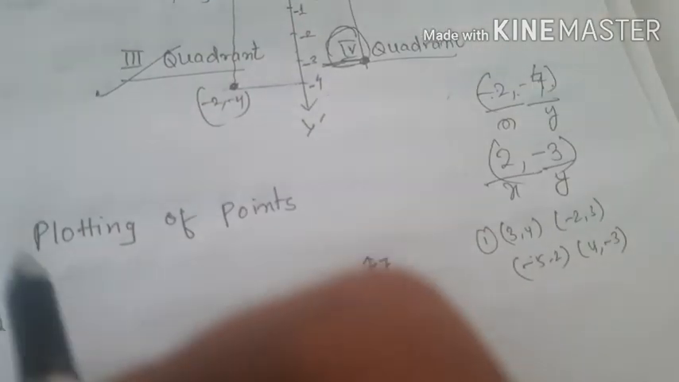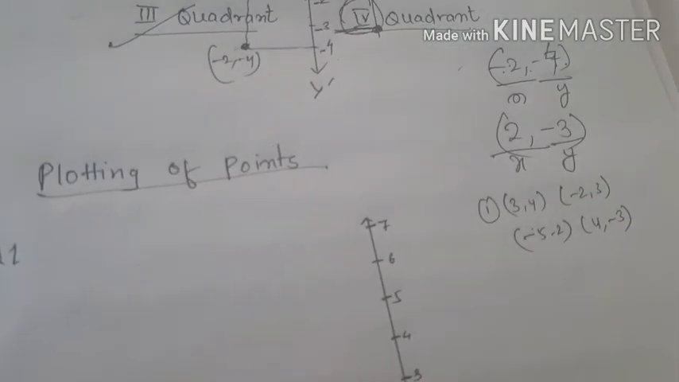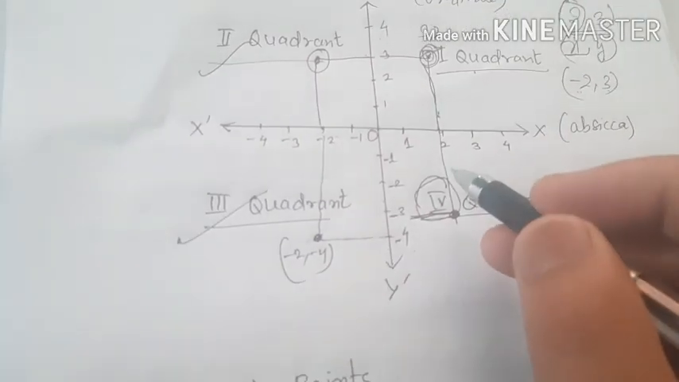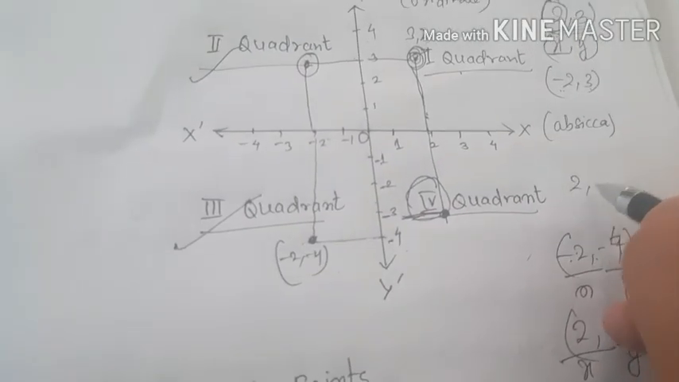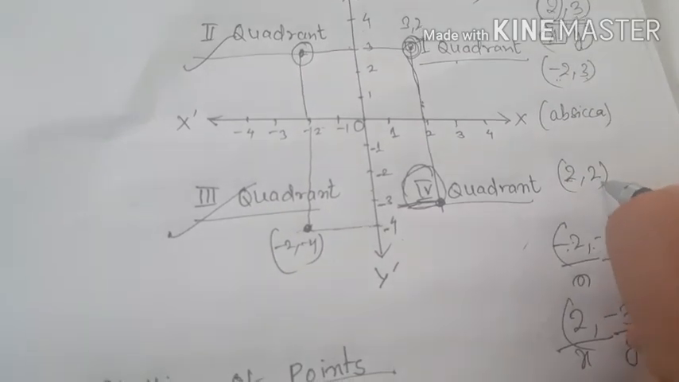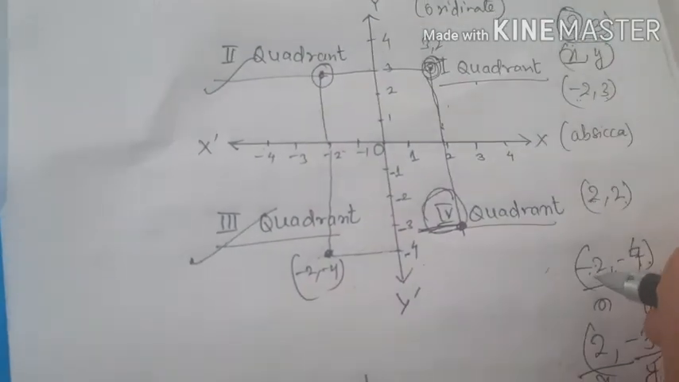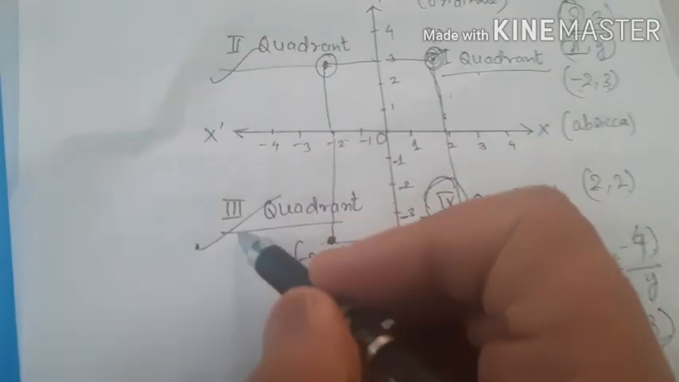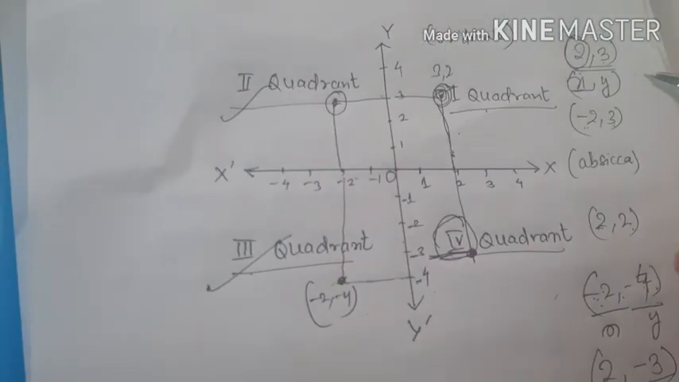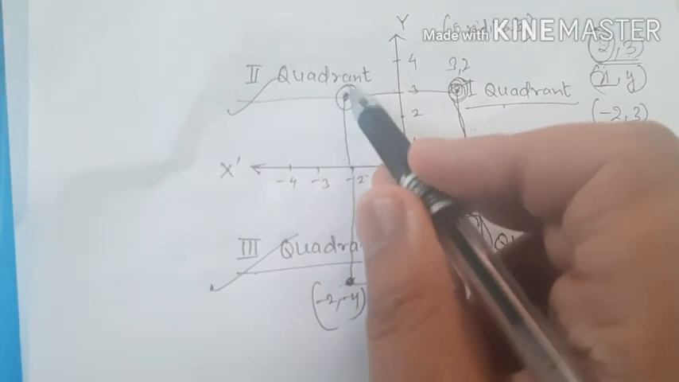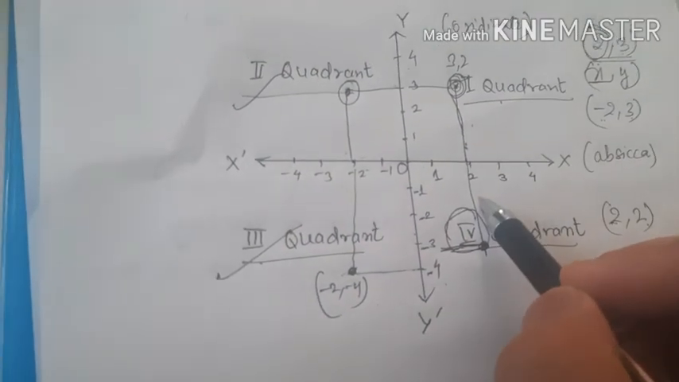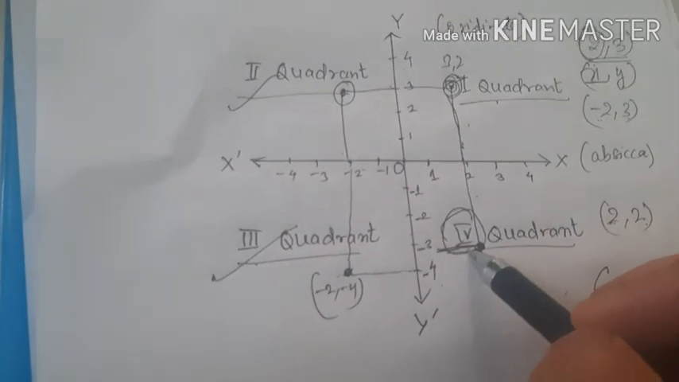Okay, now after the quadrants, we will come to the plotting of points. In this part we just have to mention the quadrant. We don't have to plot. I'm just plotting it to make you understand. First, suppose both are plus. If both are plus, it comes under first quadrant. If both are minus, it comes under third quadrant. If x is minus and y is plus, then it comes under second quadrant. If x is plus and y is minus, then it comes under fourth quadrant.